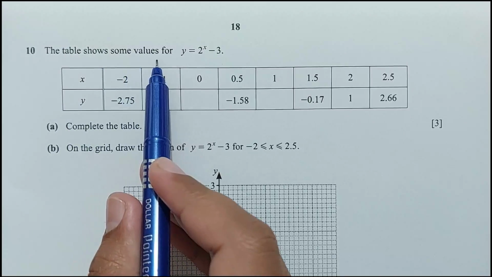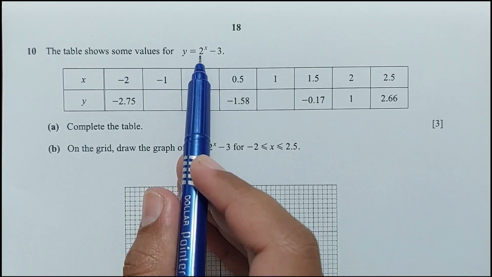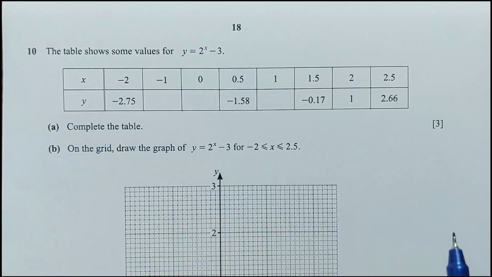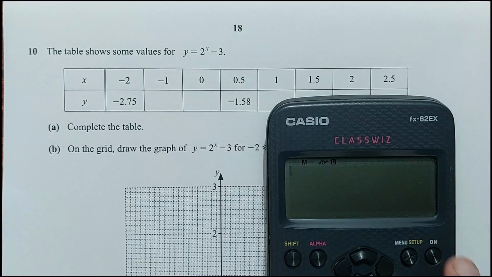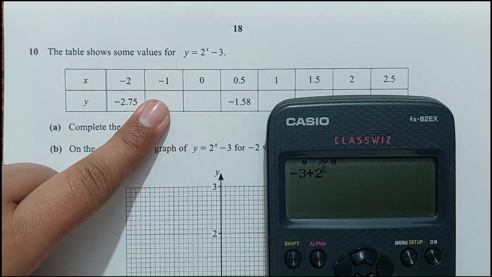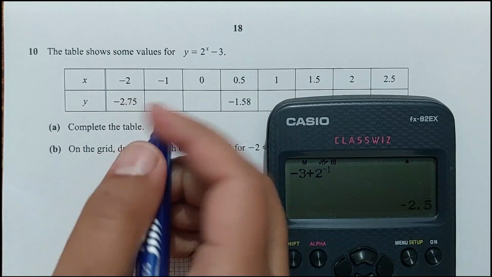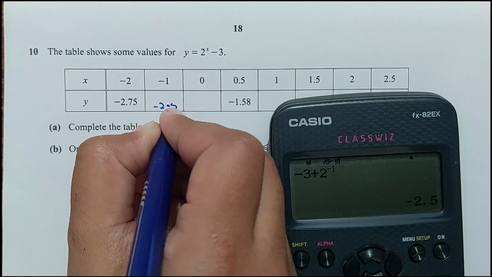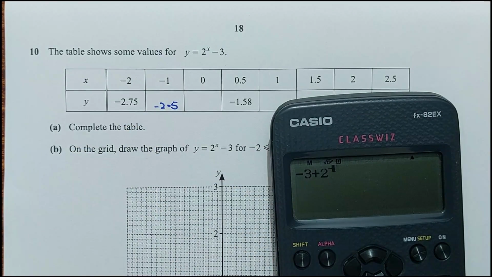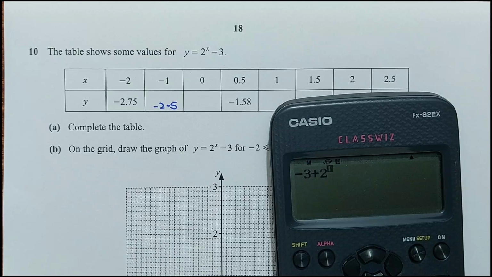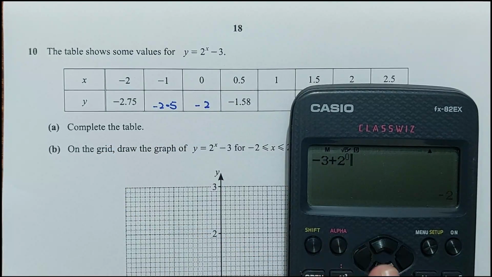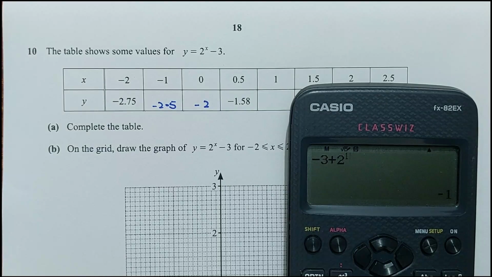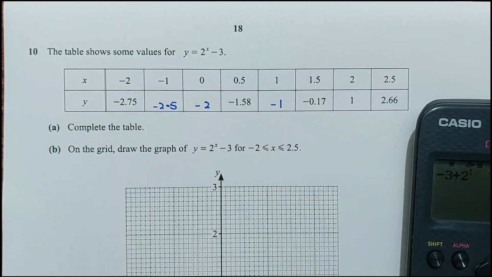Question number 10, part A. The table shows some values of y equals 2 exponent x minus 3. Complete the table. For x equals minus 1, negative 3 plus 2 exponent negative 1, which is minus 2.5. For x equals 0, it's minus 2, right? For x equals 1, we have negative 1, right?